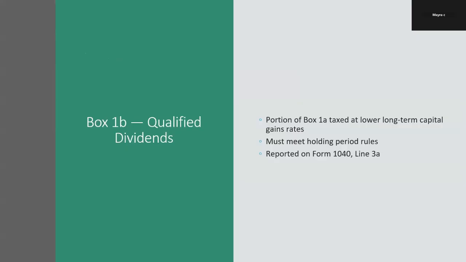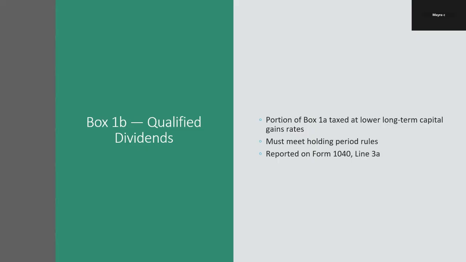So qualified dividends, box 1, are taxed at a lower long-term capital gains rate. There is a capital gains rate that is less than the normal income rate. So box 1, our qualified dividends, is taxed at a lesser amount. You have to meet a holding period, usually 1 year. Those qualified dividends will be reported on line 3A on your 1040.